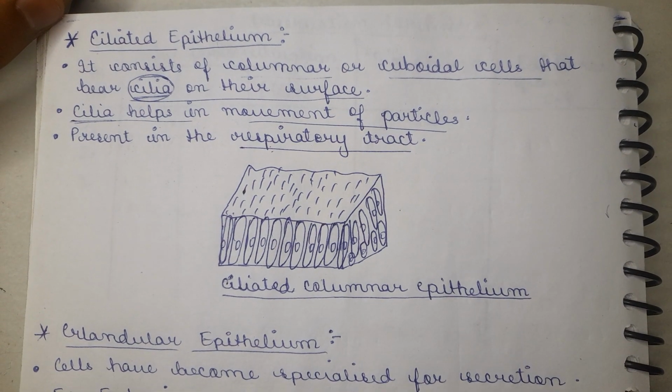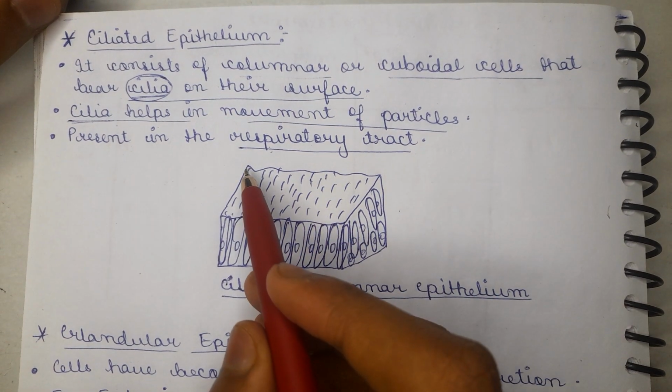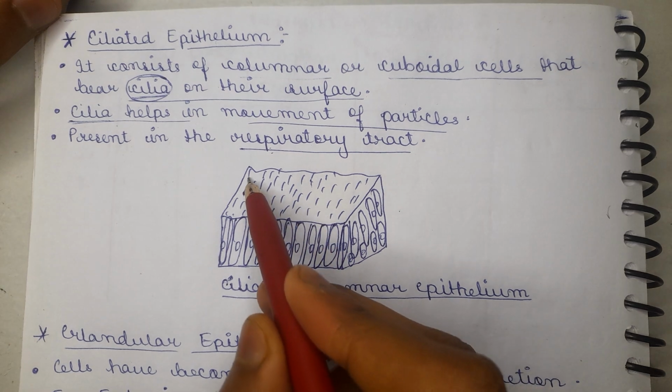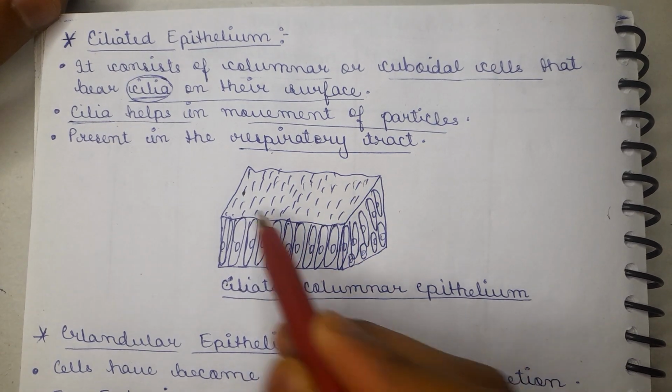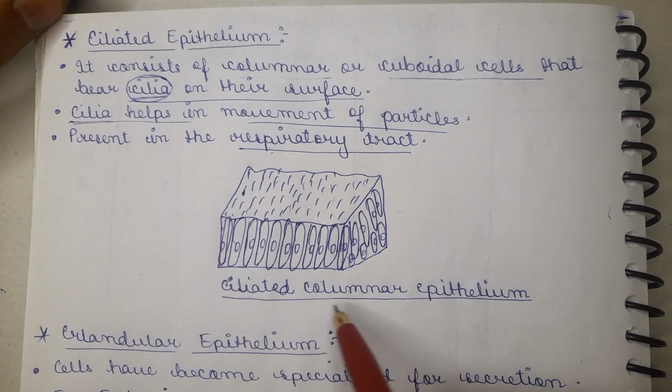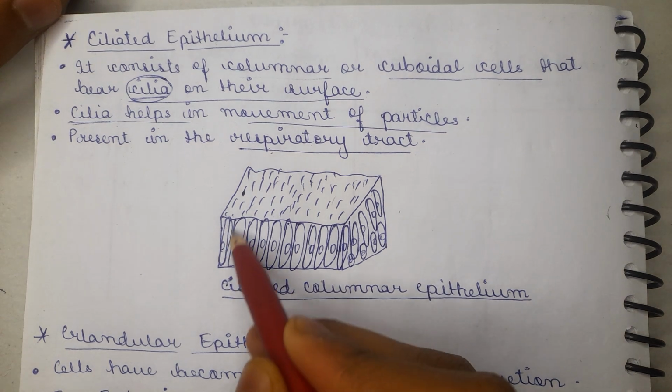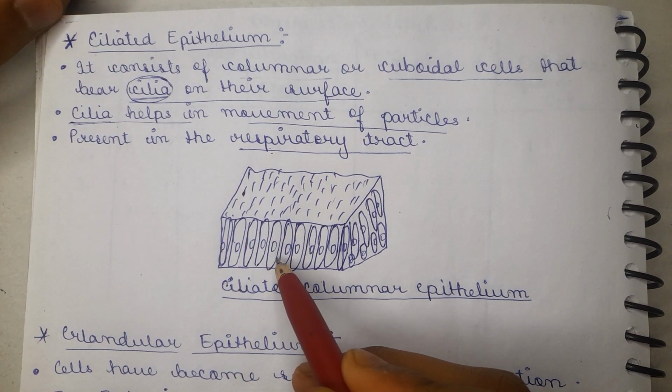ways. Now, if we observe this diagram, these are mainly hair-like projections on the surface of this, and this is a diagram of columnar epithelium with elongated cells present inside it.